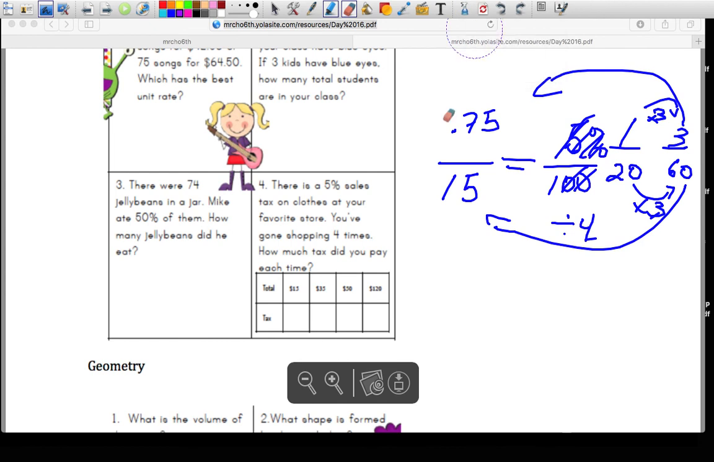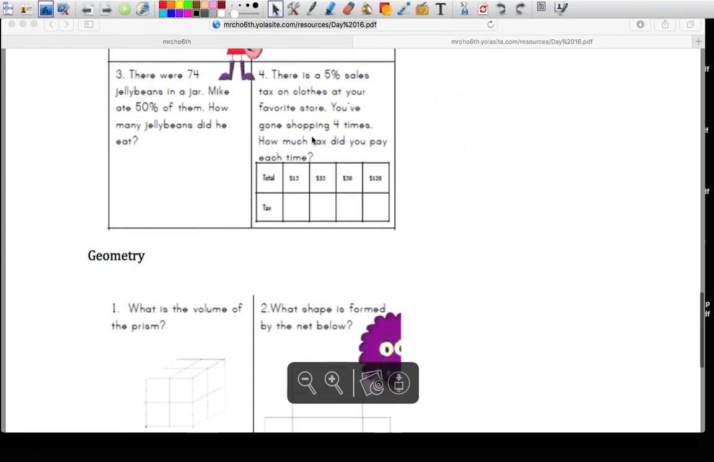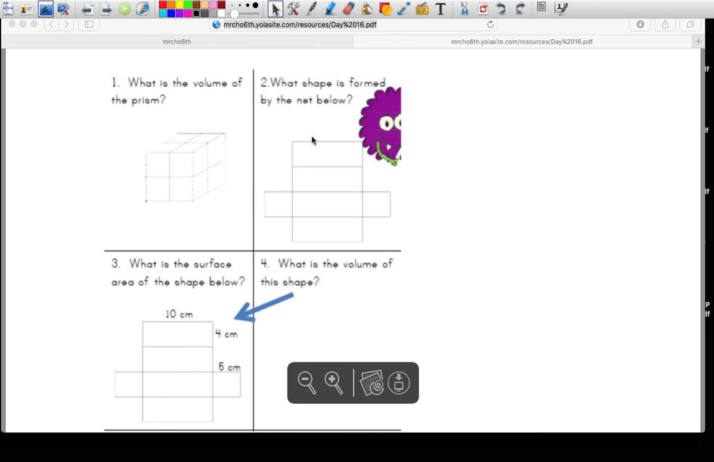And I'll do the last page here. Geometry. What is the volume of the prism? So this is our next topic. It's coming up soon. Volume is length times width times height. The length is 2, the width is 2, and the height is 2. So 2 times 2 times 2, and that's going to give us 8 units cubed. Remember, volume is measuring the number of cubes in this particular shape.